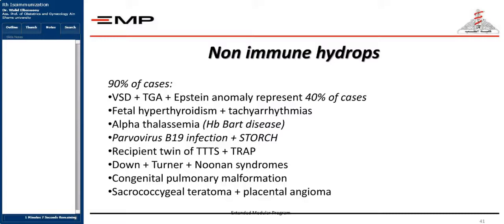The causes may be cardiac conditions like ventricular septal defect, transposition of the great arteries, Ebstein anomaly, which represent 40% of cases, fetal hyperthyroidism or tachyarrhythmias, alpha thalassemia, parvovirus B19 infection or TORCH infections, recipient twins of twin-to-twin transfusion syndrome or twin reversed arterial perfusion syndrome, Down, Turner, Noonan syndromes, congenital pulmonary malformation, sacrococcygeal teratoma or placental angioma. Lots and lots of causes could cause fetal hydrops. And when you start looking for the cause, you could not find any antigen-antibody reaction. And then it's called non-immune hydrops fetalis.